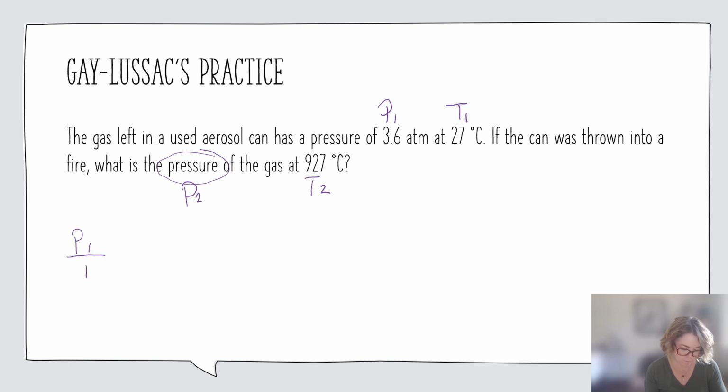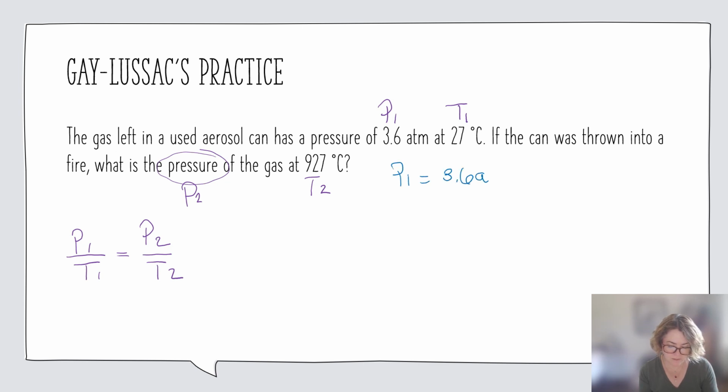So P1 over T1 is equal to P2 over T2. I really like to write out all of my variables. So P1 is 3.6 atmosphere. T1 is 27 degrees Celsius. Remember that has to be converted into Kelvin, so that's going to be 300 Kelvin. Make sure you include that decimal place after the 0.